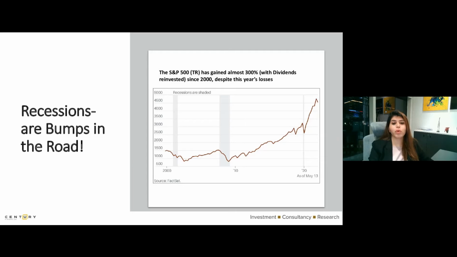The critical and most important thing to understand is that timing the markets is very difficult. One important fact you can see is that even though there have been three recessions since 2000, in the last 20 years, the S&P 500 has gained almost 300%. This does consider the dividends received and reinvested. So we've made almost 300% despite recessions. You need to understand that recessions are just mere bumps in the road. In the long run, if you are investing systematically, it will be beneficial for you.